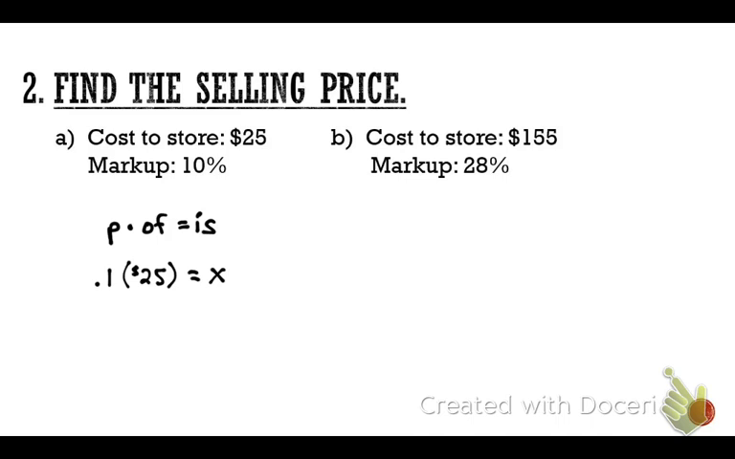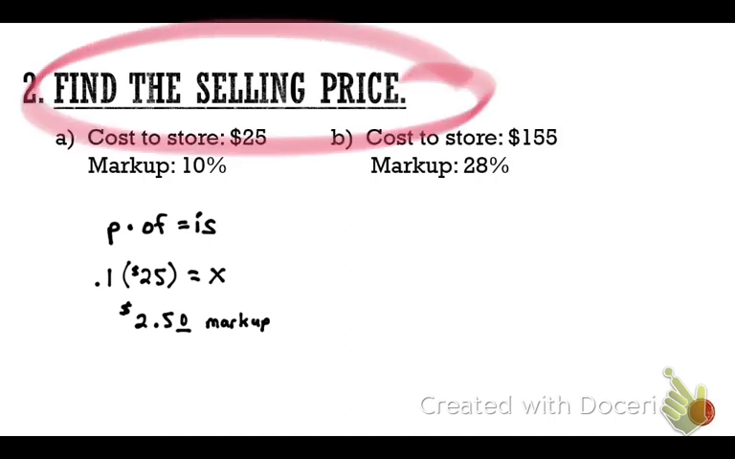What's 0.1 times $25? 2.5. Okay, you tell me 2.5, but I want that in dollars and cents. It is not $2.05. Remember, you add the 0 to the end, so that's $2.50. Is this what they are now selling their basketballs for? No. What does the $2.50 stand for? How much they're going to add on. This is their markup. So if I go back to the instructions, it says find the selling price, not the markup, but the selling price.